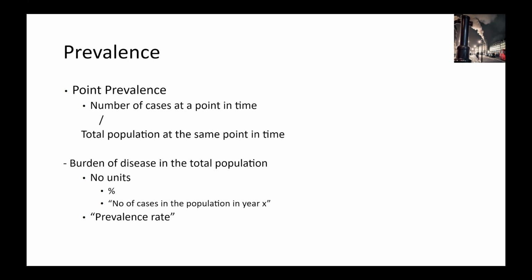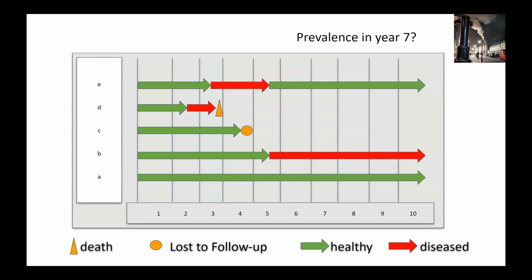In this example, we have individuals A, B, C, D, and E, followed for 10 years. If we analyze the point prevalence in December of year 7, we can see that only B developed the disease, while A and E were healthy. This population comprised 3 persons, A, B, and E, with only one case, B. Hence, the prevalence was 1/3 or 33.3%.